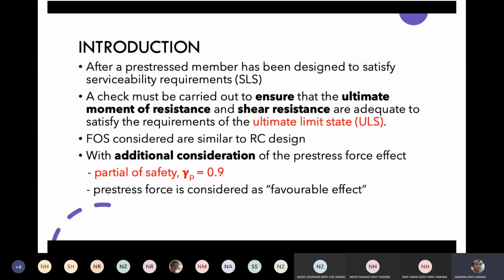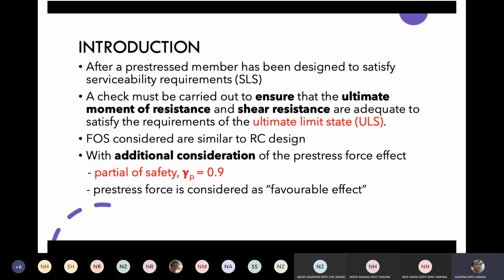So for the introduction, after a pre-stressed member has been designed to satisfy the serviceability requirements, a check must be carried out to ensure that the ultimate moment of resistance and shear resistance are adequate to satisfy the requirements of the ultimate limit state, ULS, right? So the ones that we have already determined earlier, whereas we have designed the pre-stressing tendons, right? So we have considered the design of those tendons under serviceability requirements, right, under SLS.